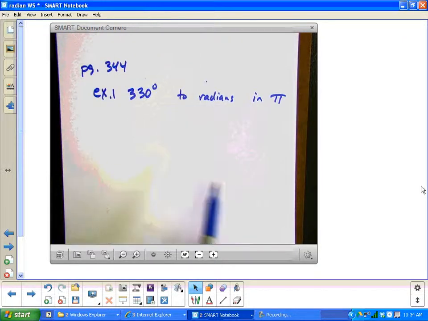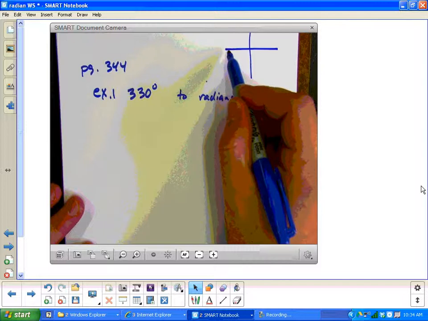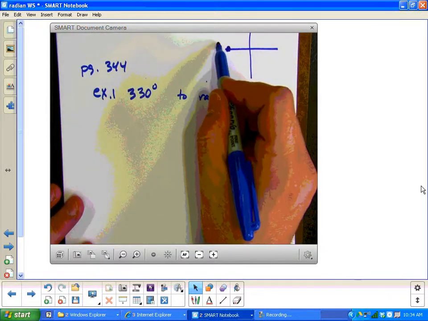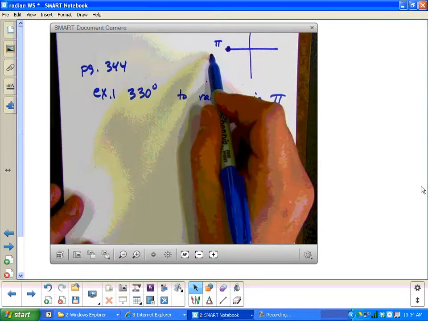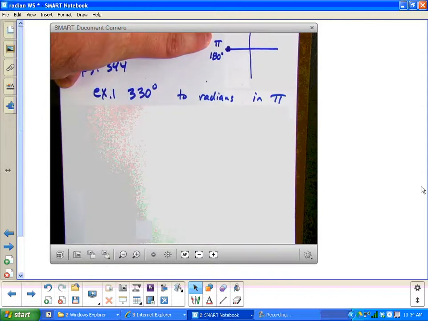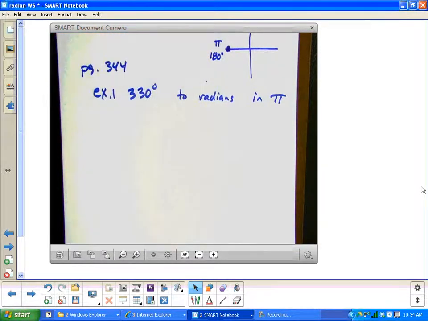Now, the way I convert is I use this conversion ratio. Right here, let's think about that. What was this in terms of radians right there? Pi. And what was it in terms of degrees? 180. Okay, so I wrote earlier that pi radians is equivalent to 180 degrees, and that's the equivalence that we use.